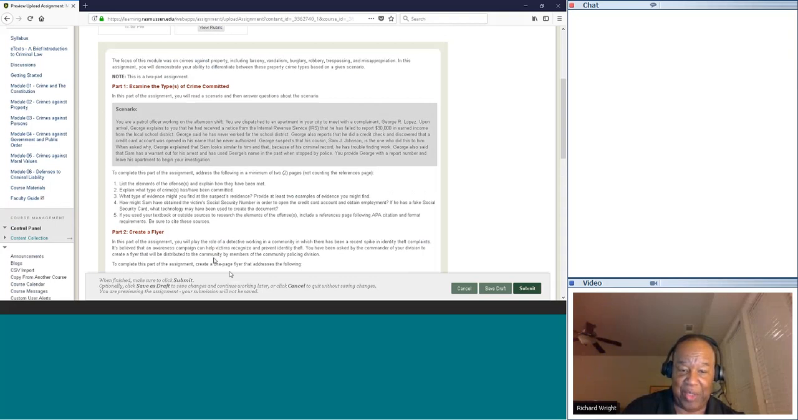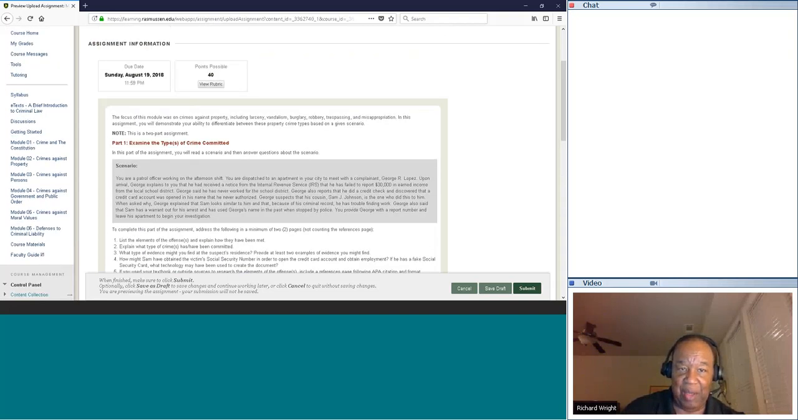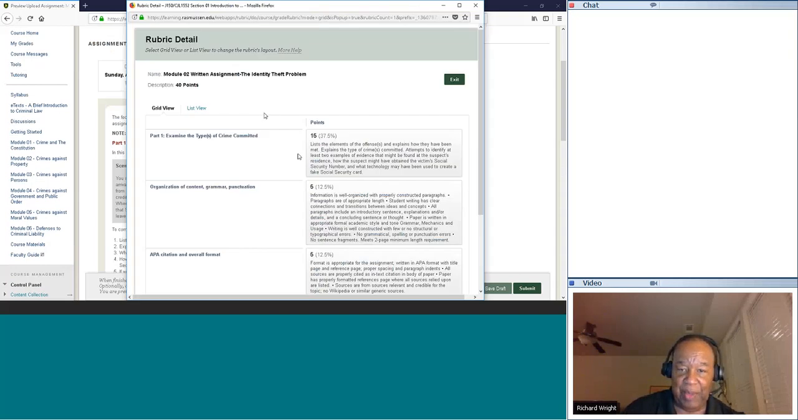Part 2 has a 1-page flyer. So basically it's 3 pages. So it's the flyer and then 2 pages dealing with the following issues. And then you can see clarification of that by opening up the rubric, which is what I use for grading. And it tells you what you need to do for part 1.